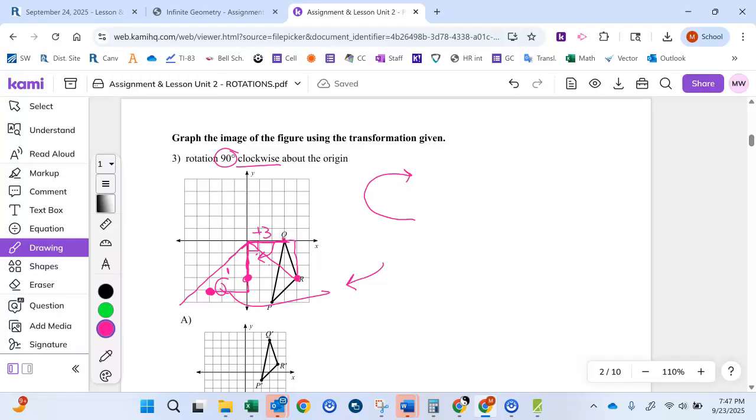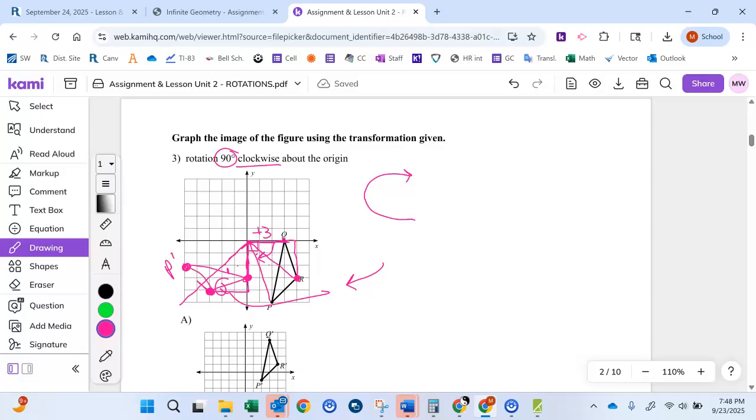Okay. And then P is over here. So P is going to be, you go 2 over and 1, 2, 3, 4, 5 down. So you go 2 over, 1, 2, 3, 4, 5. So that's P prime. And so you're going to have an object that looks like that.